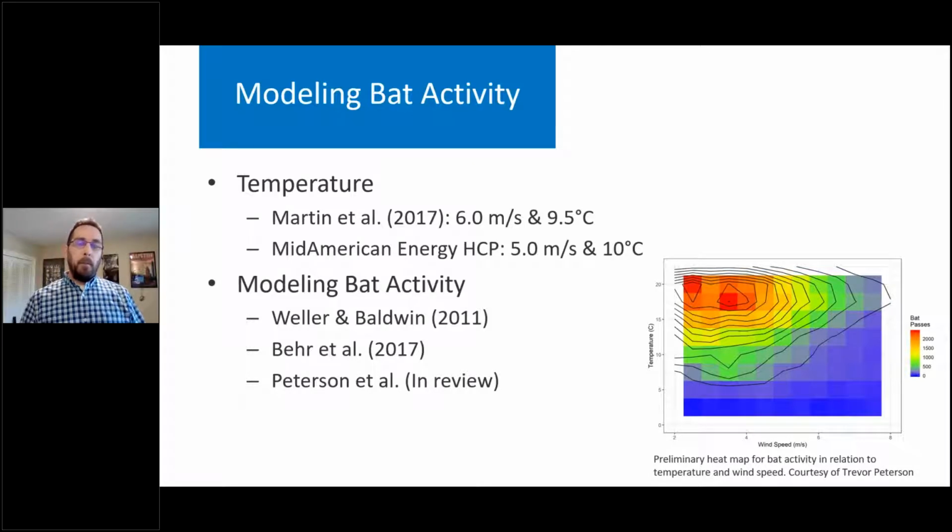And there's been some effort to investigate smart curtailment strategies, primarily using temperature. So there's been some research investigating smart curtailment strategies, and there's ongoing efforts, of course. And then there's been some thought into modeling bat activity and using that to inform curtailment strategies. Back in 2011, Weller and Baldwin discussed being able to look at bat activity in relationship to weather variables and adjusting it to develop site or region specific strategies. In Germany, they have been using algorithms for bat activity to inform curtailment for some time. And Trevor Peterson has talked about this quite a bit and has some papers related to this in review.